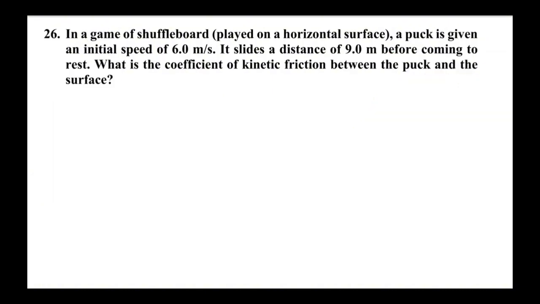In a game of shuffleboard played on a horizontal surface, a puck is given an initial speed of 6 meters per second. It slides a distance of 9 meters before coming to rest. What is the coefficient of kinetic friction between the puck and the surface? Now the puck is moving 9 meters before coming to rest, so the final velocity of the puck is equal to 0 and the initial velocity equals 6.